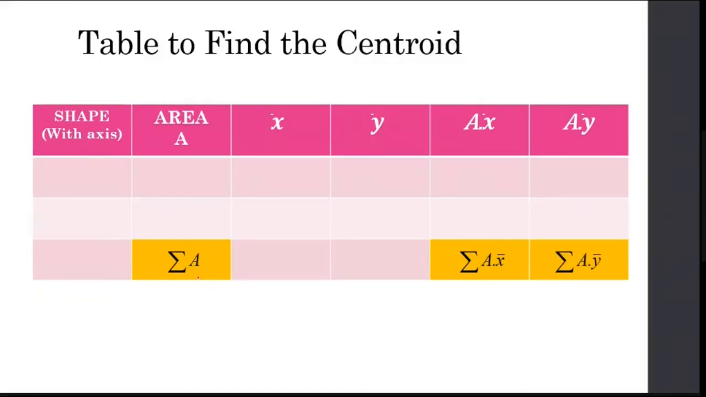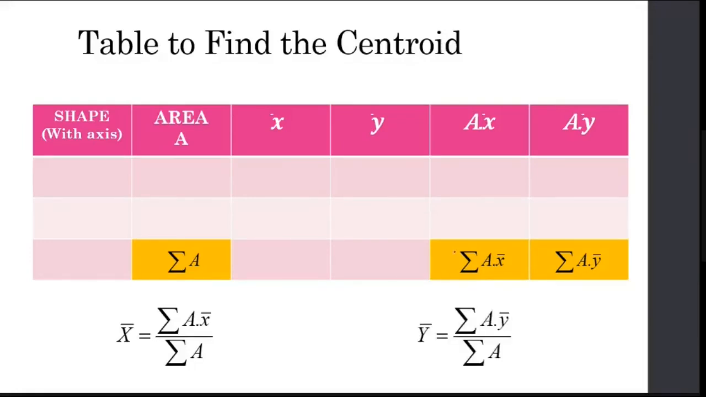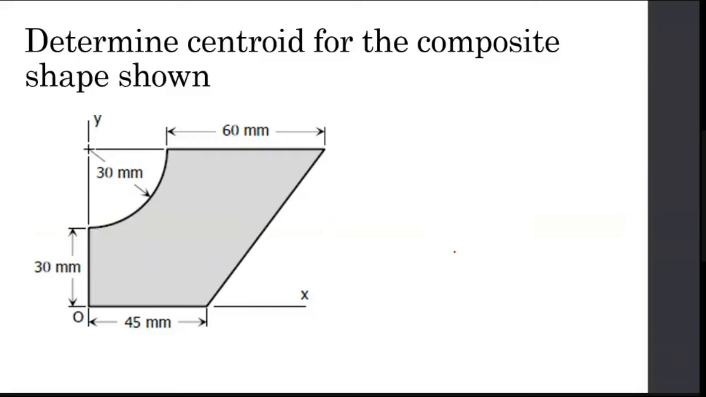So now, to identify your capital X bar, use sigma A X bar divided by sigma A. You will get the answer. Similarly, capital Y bar is sigma A Y bar divided by sigma A, right? So this is the procedure to identify the centroid. You make a tabulation like this and follow the steps accordingly. Now we'll proceed with that problem. Let me consider the same problem. So you have the dimensions accordingly.